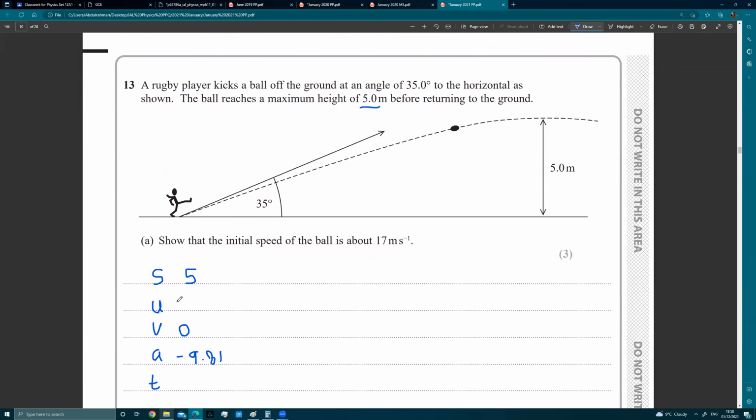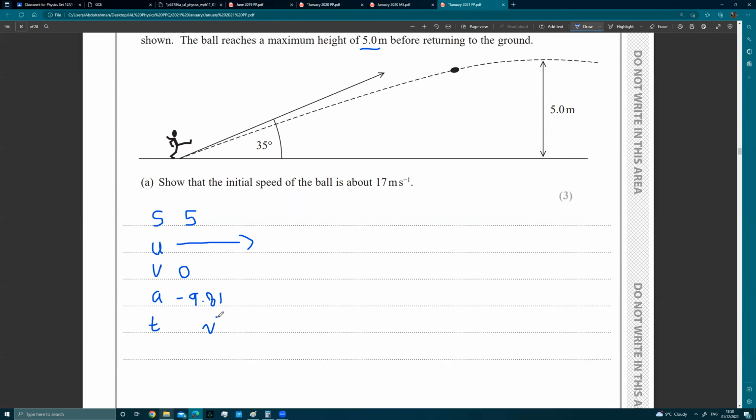So what we can do is work out our initial vertical velocity using v squared equals u squared plus 2as, because that's the equation prescribed. Let's work out, v is 0, i.e. u is equal to the square root of 2gs, which is the square root of 2 times 9.81 times 5. So I got the final answer 17.268, which is basically 17.